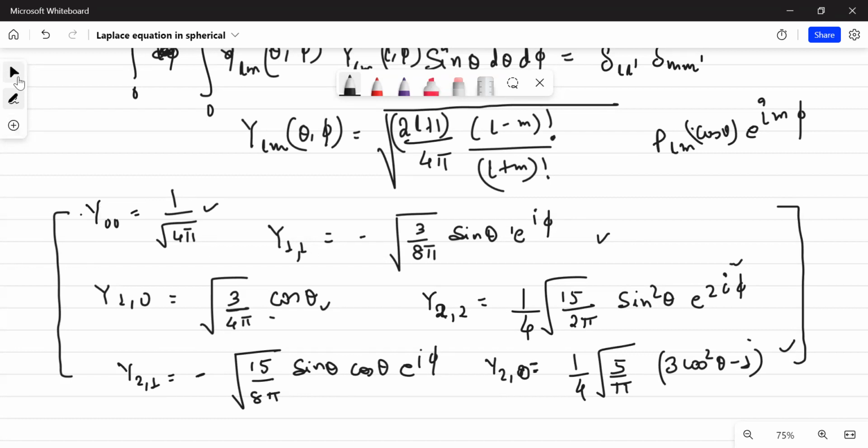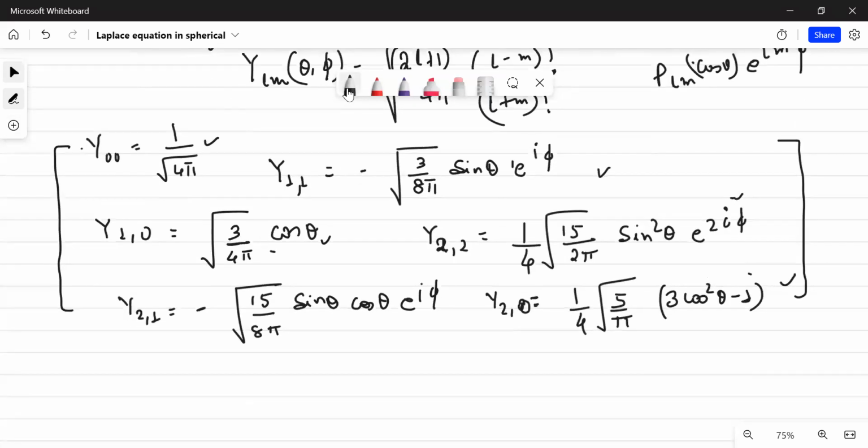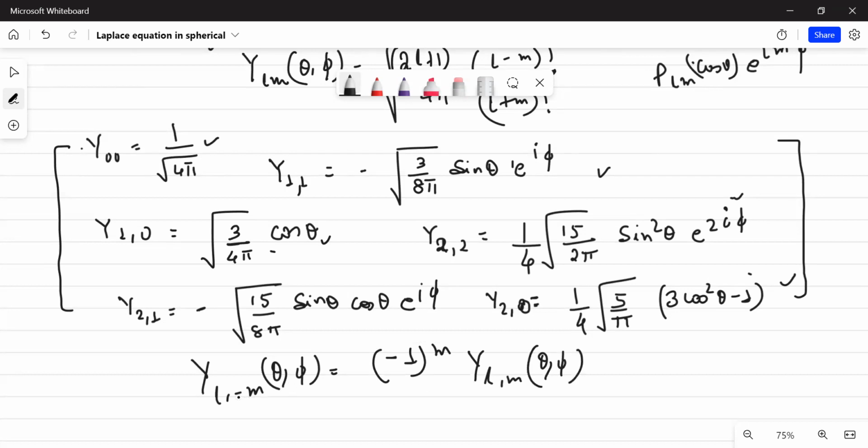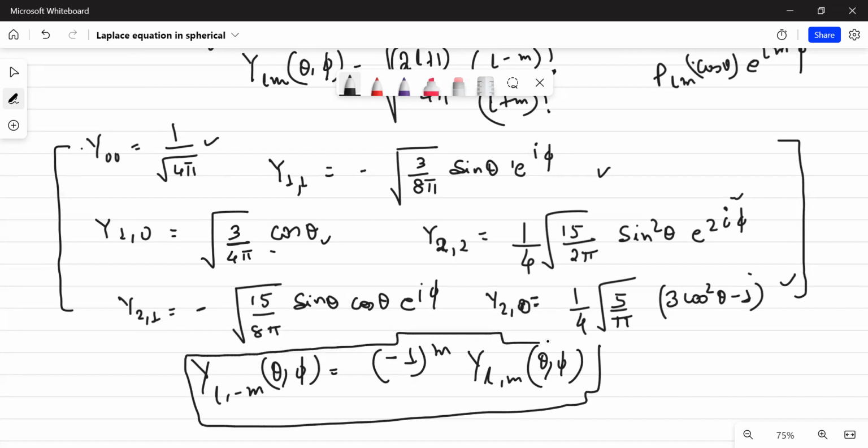And why have I not written the m equals minus terms? Because I know that Y l minus m theta comma phi is simply minus 1 raised to power m Y l m theta comma phi. So you don't need to remember; if you replace 1 by minus 1, all you need to do is just replace it by negative 1 here. Is that clear? So I hope this is the generalized solution to Laplace's equation in spherical polar coordinates.